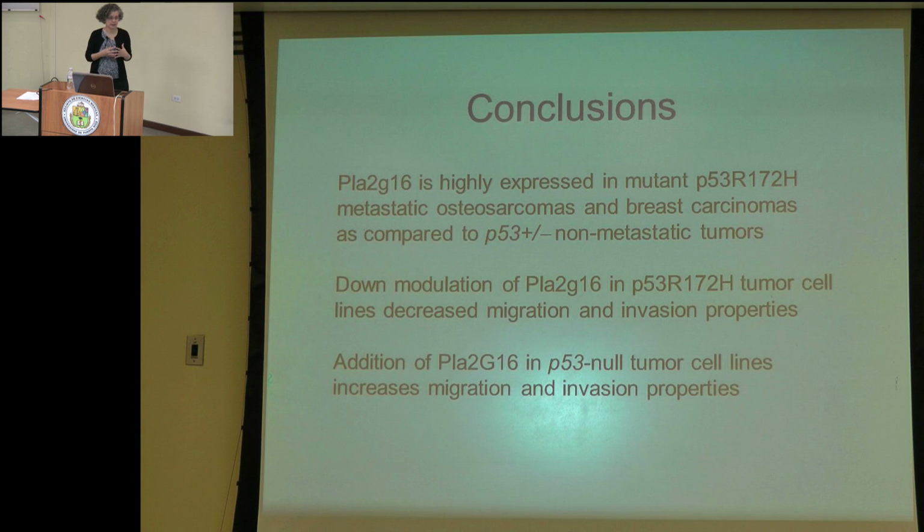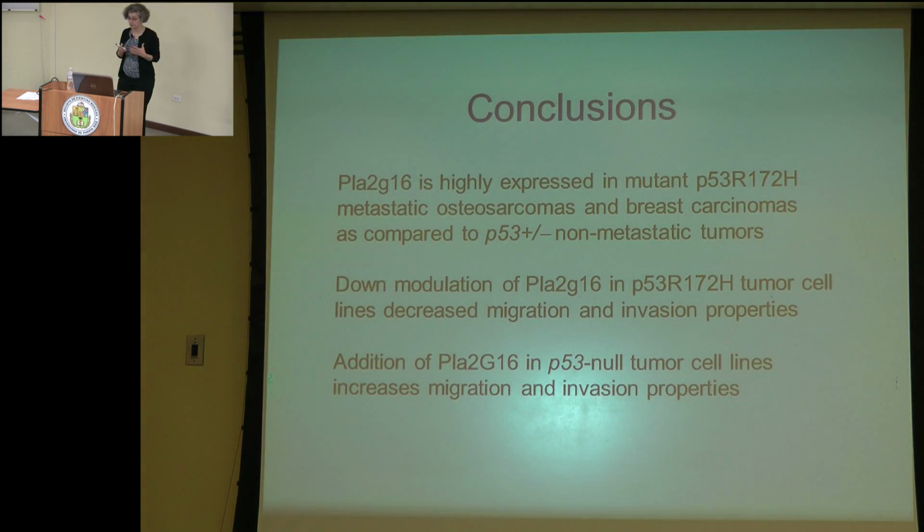So what I want to suggest is that this is a protein that is differentially expressed between metastatic tumors and non-metastatic tumors. We have no idea right now how mutant p53 causes the difference, but it's only in the mutant p53 tumors. It's not limited to osteosarcomas, because these breast carcinomas also showed a difference. And through numerous experiments that I showed you briefly, if you take away PLA2G16 from a mutant p53 tumor cell that has high metastatic properties such as invasion and migration, you decrease those activities.